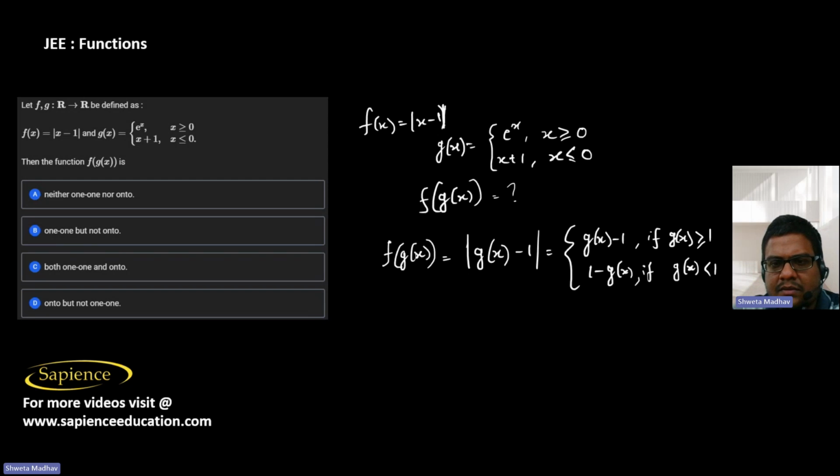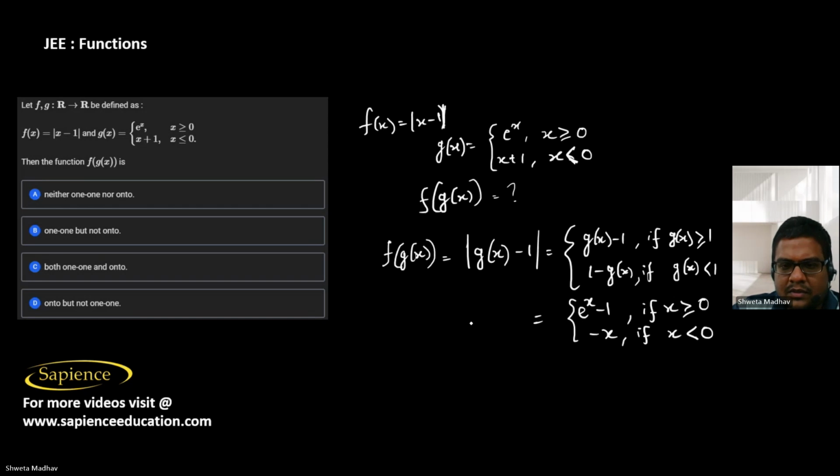So now g of x will be greater than or equal to 1 when x is more than or equal to 0. But when x is less than 0, then g of x is x plus 1, so it will be obviously less than 1. So f of g of x will be equal to e power x minus 1 if x is greater than or equal to 0, and it will be 1 minus x minus 1, so that is minus x if x is less than 0. So this is f of g of x.